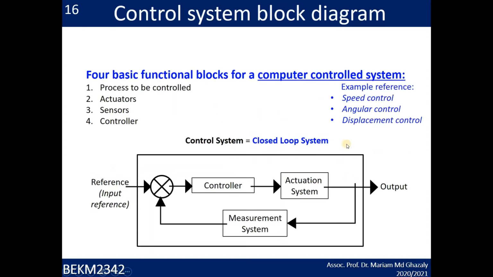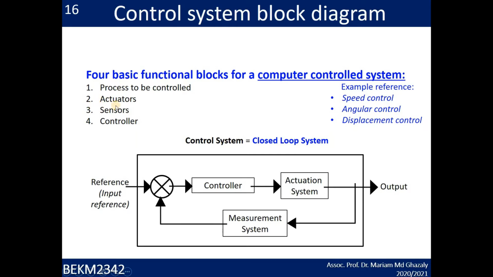When we talk about a control system, it means that it's actually a closed loop system. So there will be 4 basic functional blocks for the control system. The first one will be the process to be controlled. For example, you may want to control the speed, the angular motion, or the displacement.